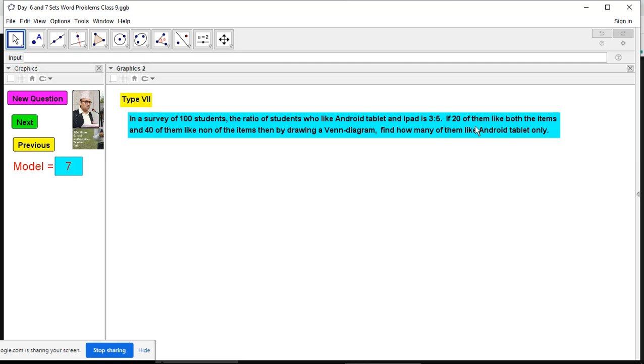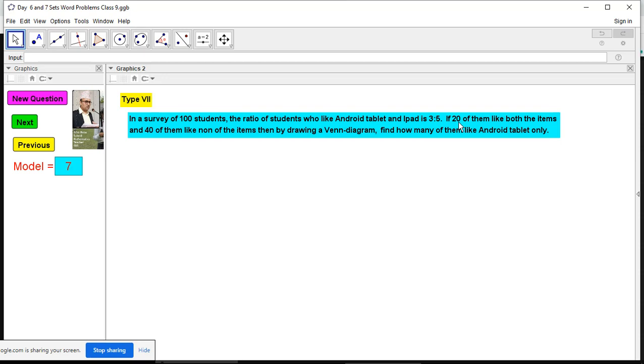In a survey of 100 students, the ratio of students who like Android tablet and iPad is 3 to 5. If 20 of them like both the items, and 40 of them like none of the items, then by drawing a Venn diagram, find how many of them like Android tablet only. Oh, it's an interesting question, dear students, because we know the ratio, we don't know the number. So we need to express the ratio in terms of number by supposing a variable.